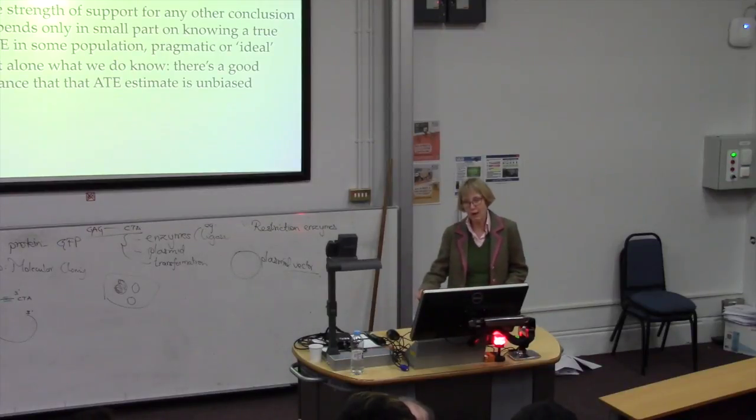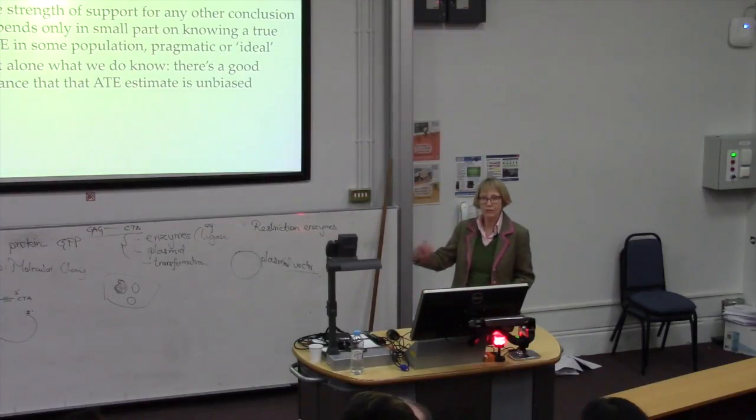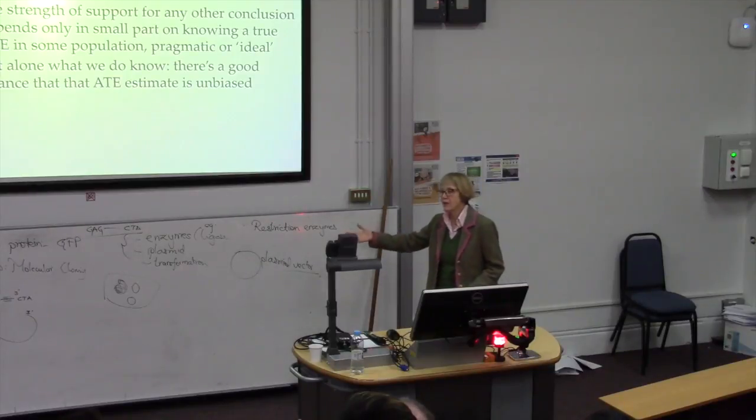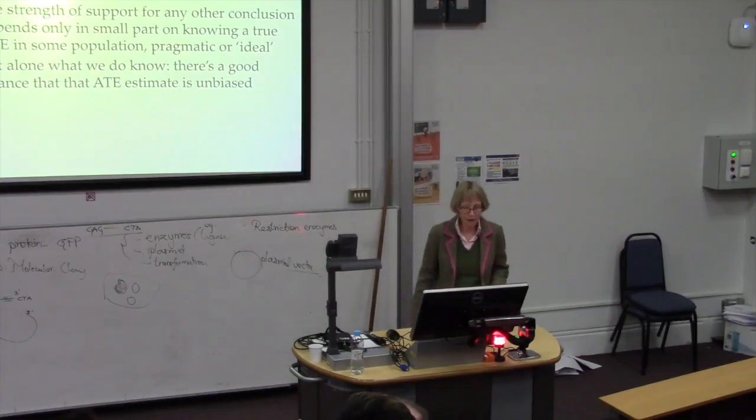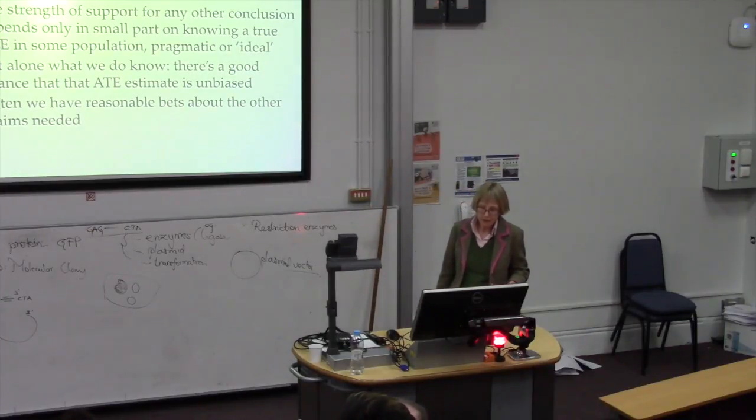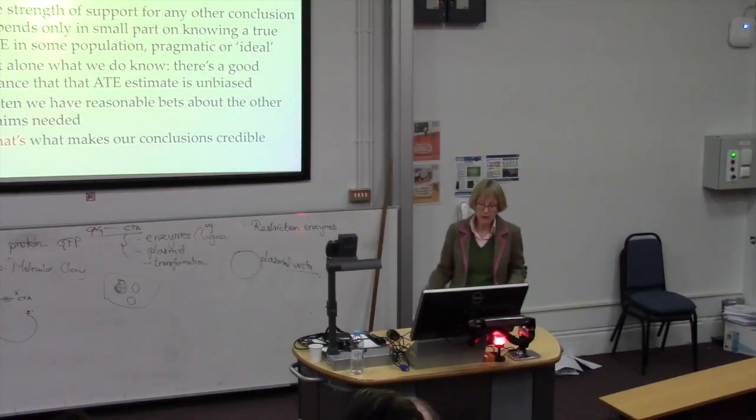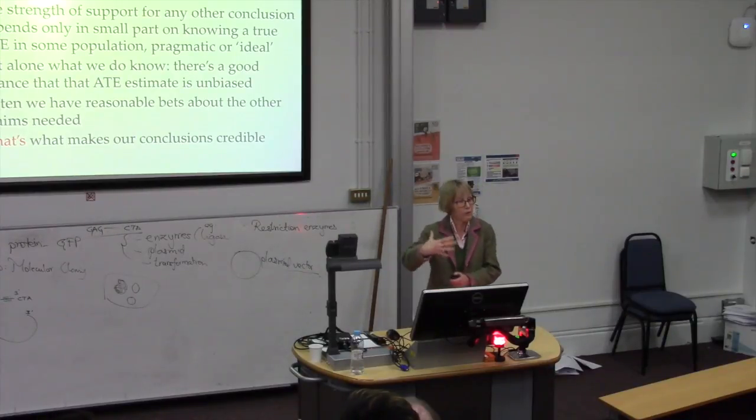We don't even know it's unbiased because we don't know that our random number generator is actually assigning randomly. We don't know that blinding actually did its job. But we've done our best to get an unbiased estimate. Though, as I said, often we have reasonable bets about the other claims that are needed. But it's those bets that make our conclusions credible. It's the evidence that backs up those bets that makes our conclusions credible.